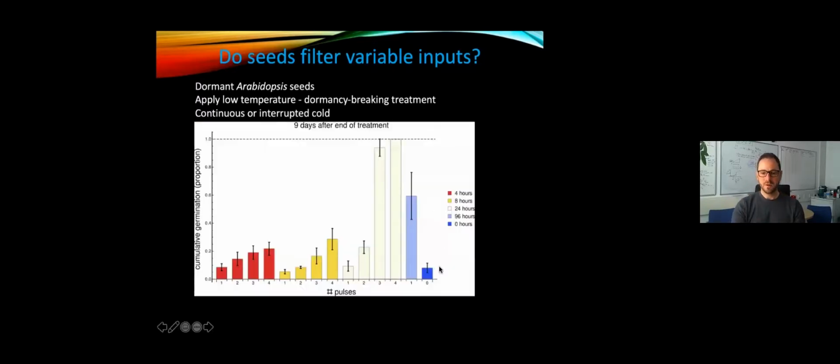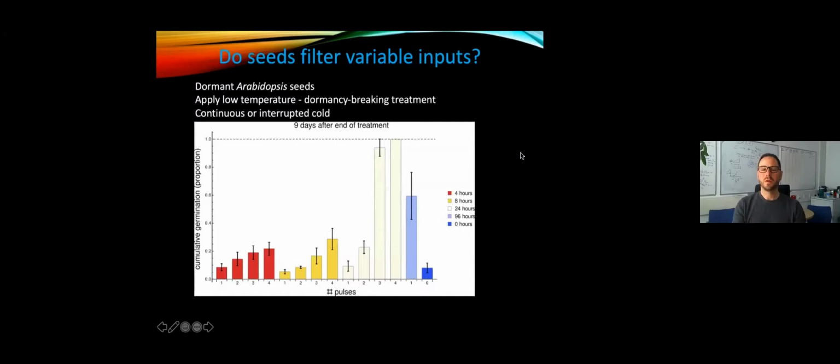So here are the results. On the right-hand side in the dark blue, we have the seeds which are dormant, and they're germinating about 10%. And then we provided 96 continuous hours of cold, which is in the light blue, which gave us about 60% germination. So that's 4 straight days of cold, which broke dormancy to about 60%.